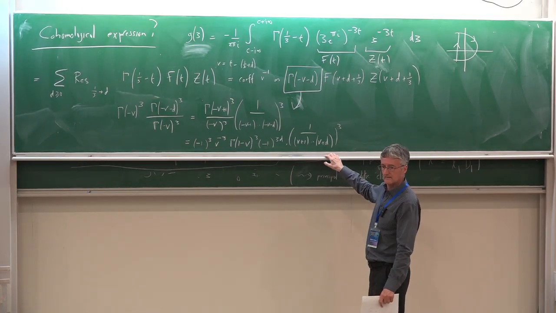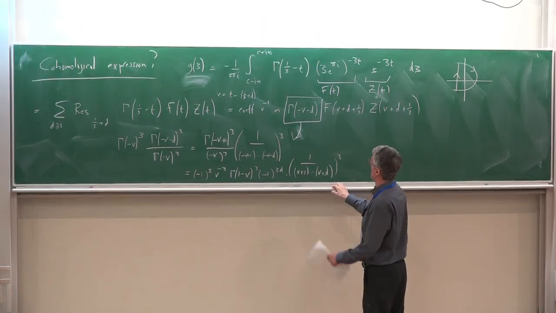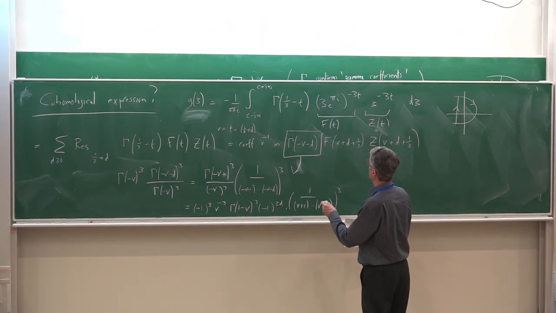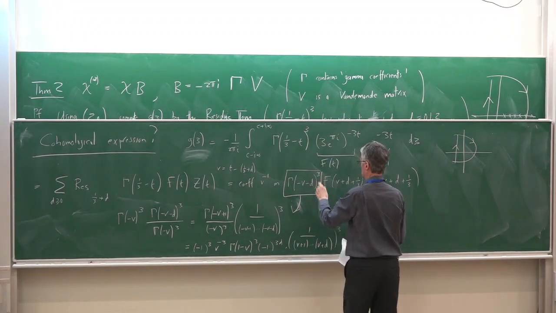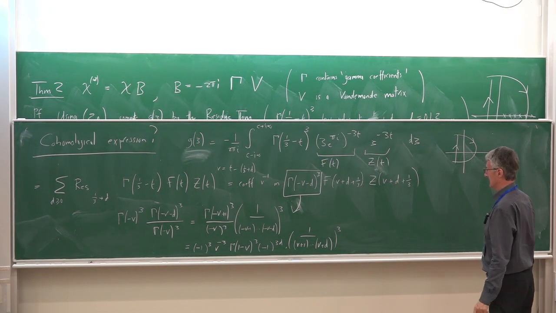Sorry? Your box gamma doesn't have a cube. Oh yes, thank you. This is, well, they're all cubed, right? Yeah, this is cubed and this is cubed. Yeah, thank you.